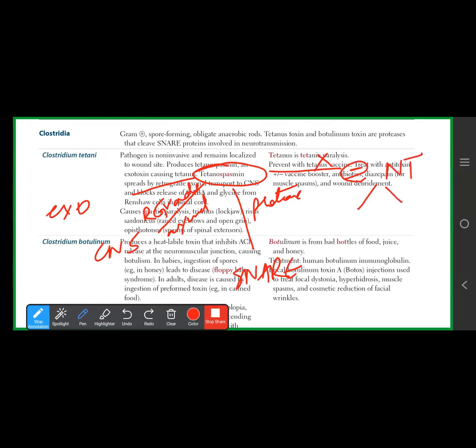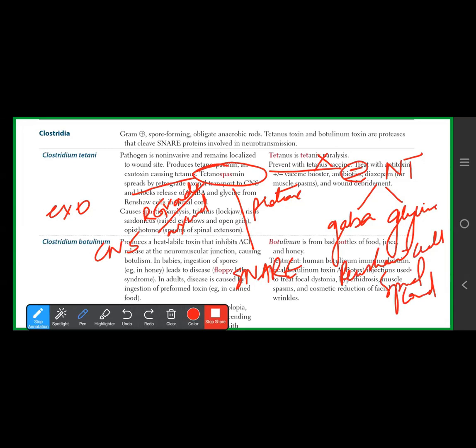So what are the inhibitory neurotransmitters that you know? One is going to be GABA, another is going to be glycine. Okay, so now it's going to block the release of the inhibitory neurotransmitters. One is GABA, another is glycine. Okay, so these are from the Renshaw cells of the spinal cord. So these are already there in the textbook. These are the points that you have to remember for the tetanospasmin.